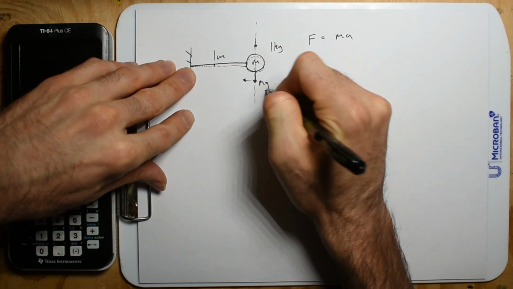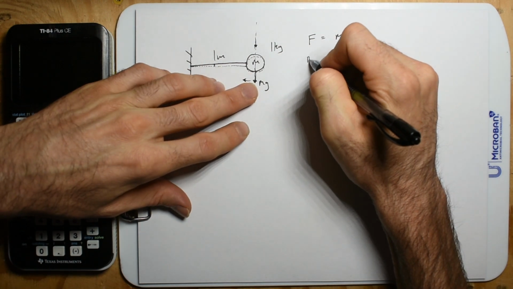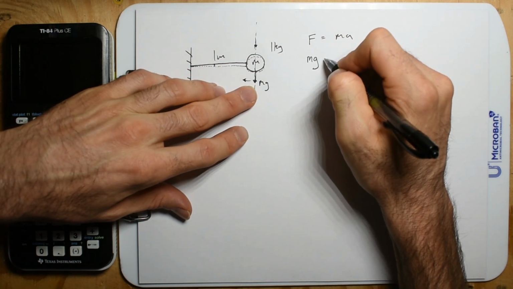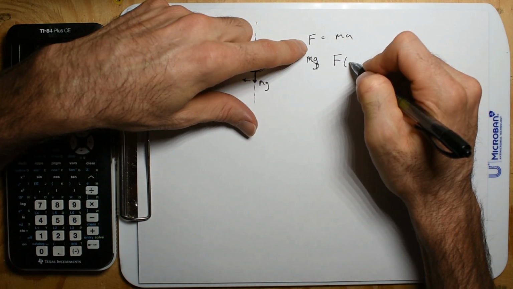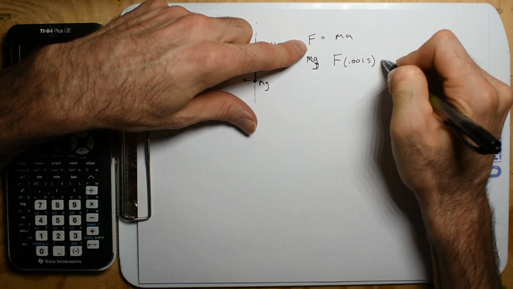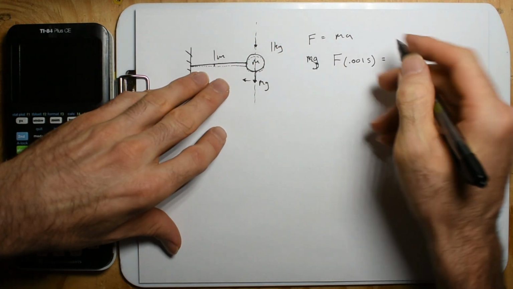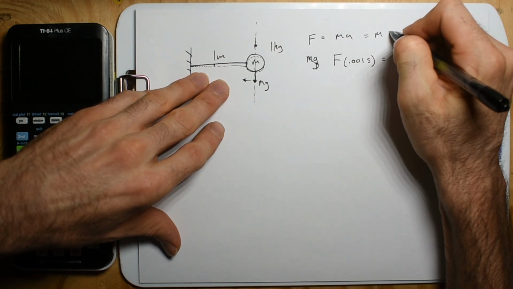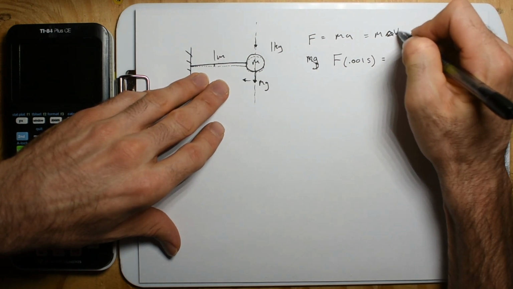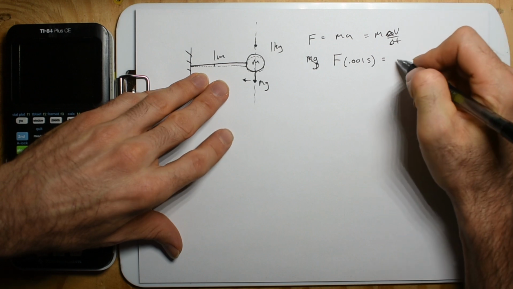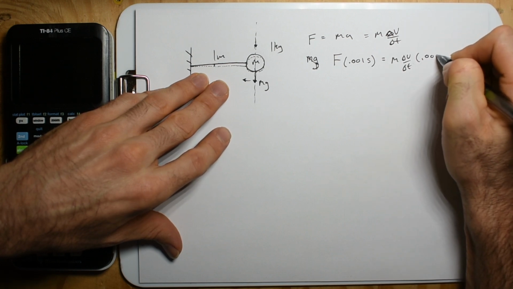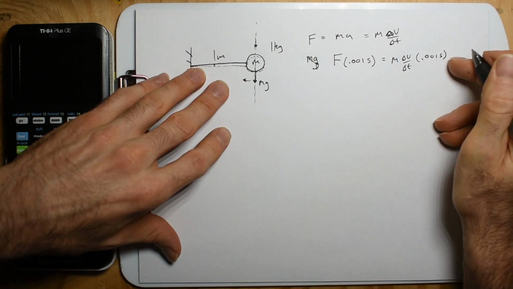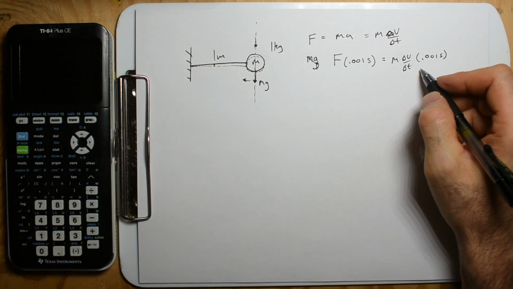I still have mg on this, and so we still have mg on this side. Well, let's hold on. I'm just going to run this force for 1/1000th of a second. That's going to give me mass times a change in velocity over a change in time. So I'm going to have mass, change in velocity, change in time, and I'm going to multiply this by 1/1000th of a second.